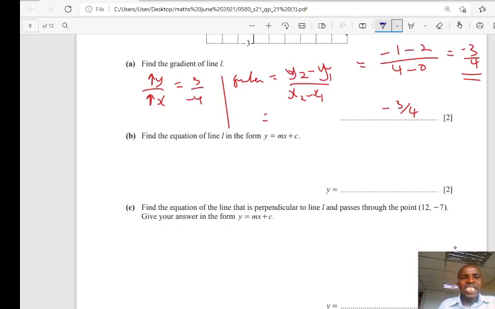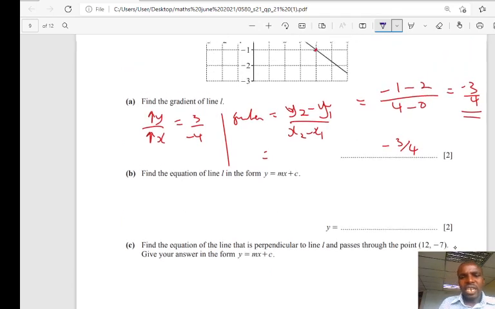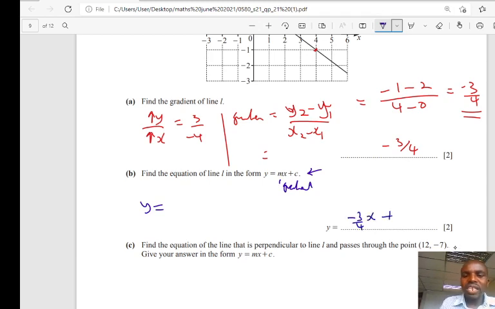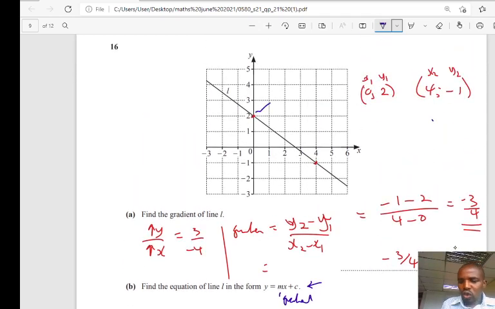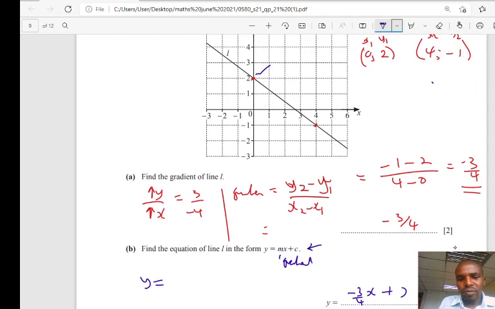Next, find the equation of the line L in the form y equals mx plus c. This one, you have to know that c is the y-intercept. The y-intercept is the point where the graph cuts or crosses the y-axis, and m is the gradient. For it, the gradient, we already have it. We just substitute. y equals minus 3 over 4 x, then plus c. The point where the graph cuts the y-axis, it cuts at 2. So c is equal to 2.